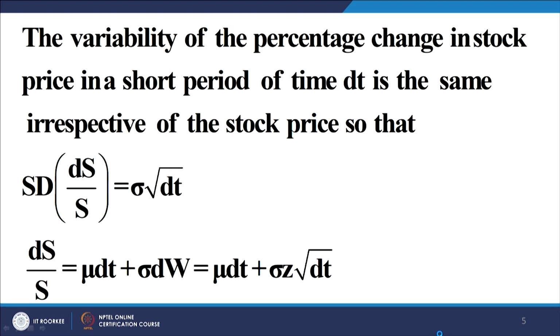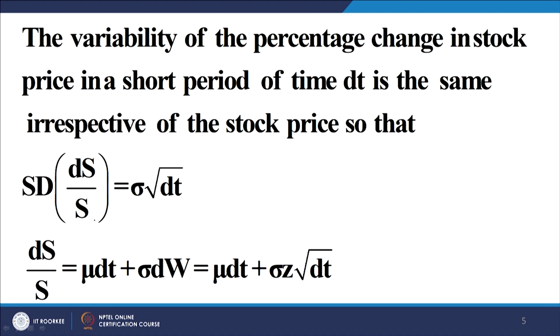The standard deviation of the percentage change in stock price, ds upon s, in a short period of time dt is the same irrespective of the stock price. So, the right hand side must be independent of the stock price. The standard deviation of this quantity is independent of the stock price, which gives us this. Combining the two expressions, we can write ds upon s is equal to mu dt plus sigma dw, or this is equal to mu dt plus sigma z under root dt. dw can be written as z under root dt.